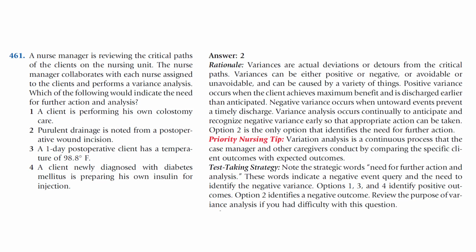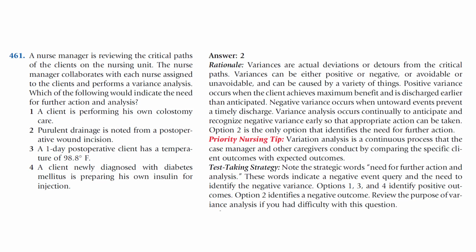2. Purulent drainage is noted from a postoperative wound incision. 3. A 1-day postoperative client has a temperature of 98.8 Fahrenheit. 4. A client newly diagnosed with diabetes mellitus is preparing his own insulin for injection. Answer 2. Rationale. Variances are actual deviations or detours from the critical paths.